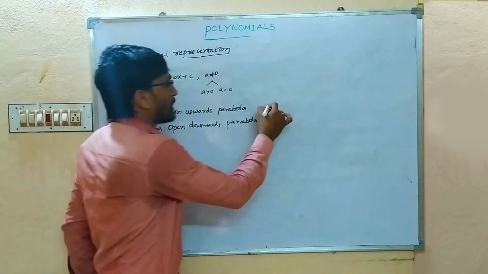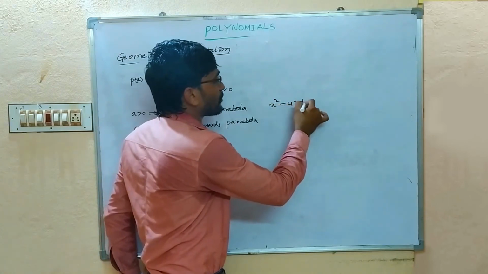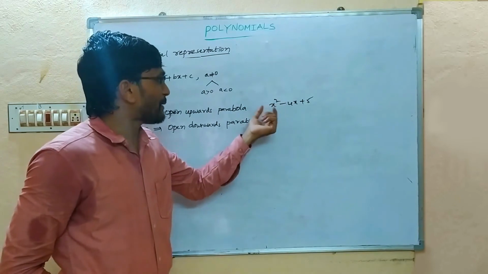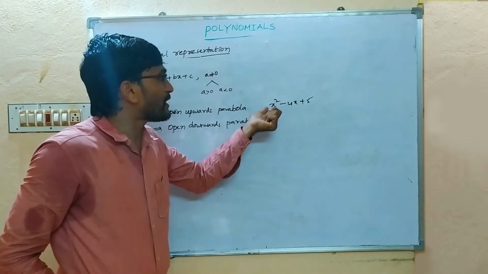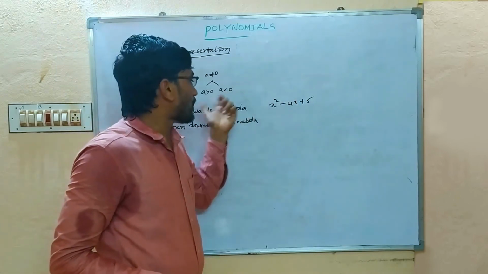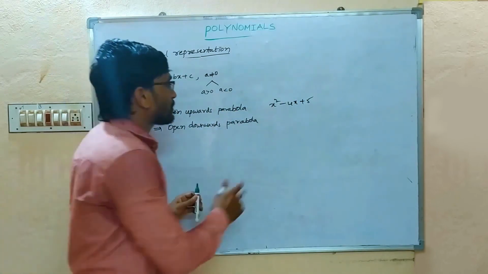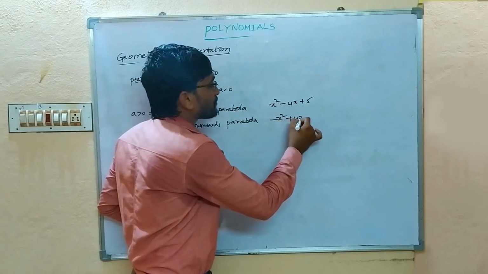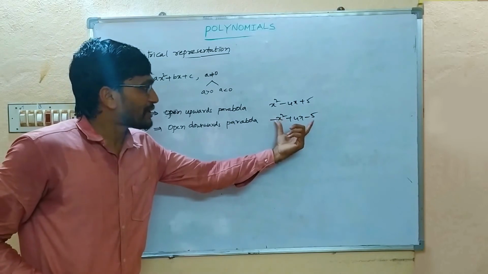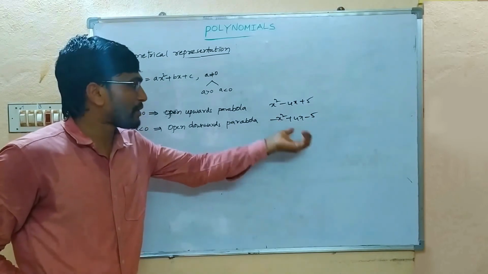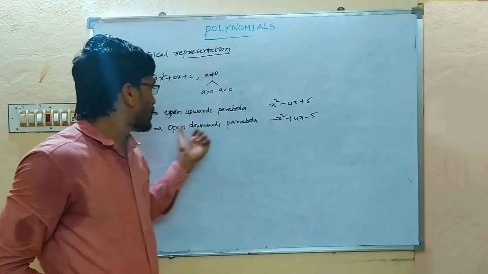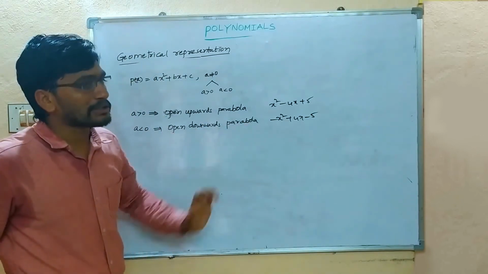So first of all, x square minus 4x plus 5. What is the graph of this polynomial? It is a parabola only, but here the x square coefficient is 1. 1 is greater than 0. So the graph of that polynomial is an open upwards parabola. Suppose we consider minus x square plus 4x minus 5. What is the graph of this polynomial? It is a parabola. In particular, the x square coefficient is equal to minus 1. Minus 1 is less than 0. So at that time, it is an open downwards parabola.